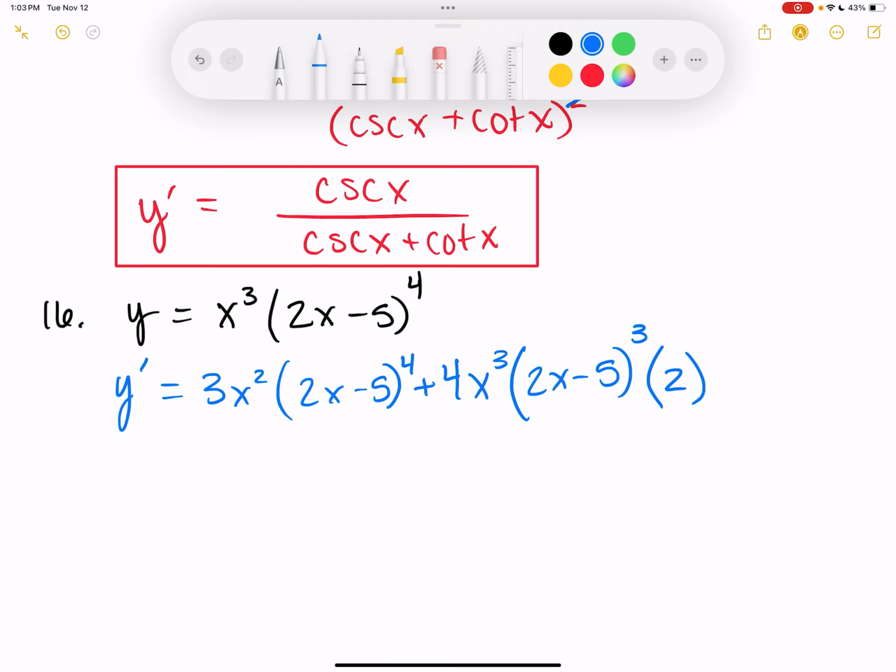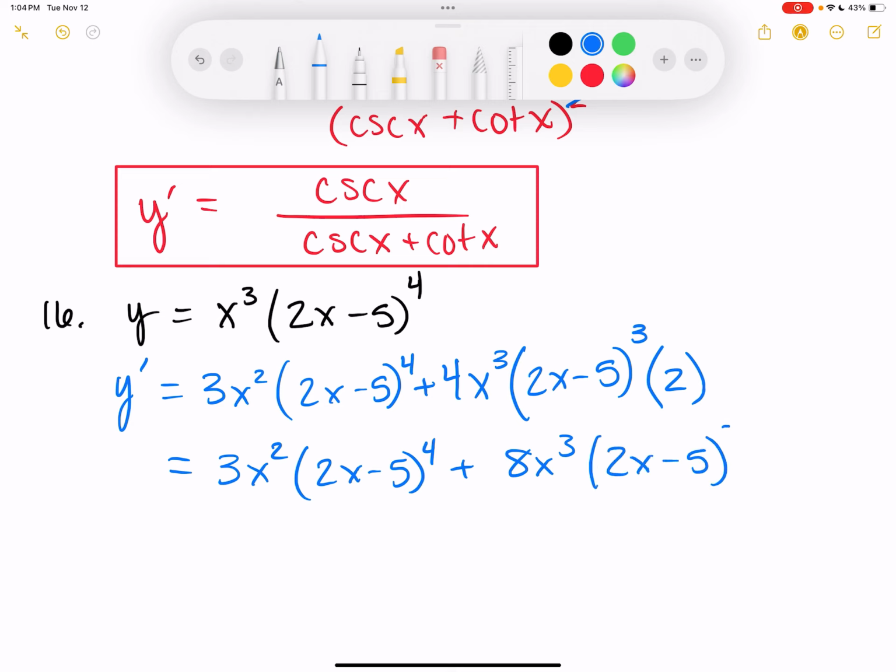All right, this ends up giving me 3x squared times 2x minus 5 raised to the 4th plus 8x cubed times 2x minus 5 cubed. See, there was an 8.